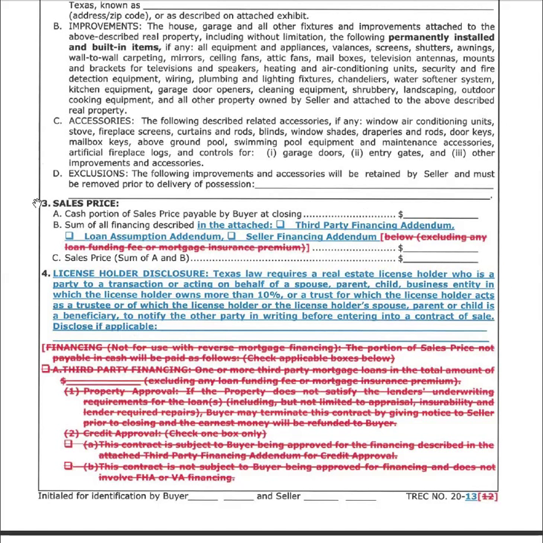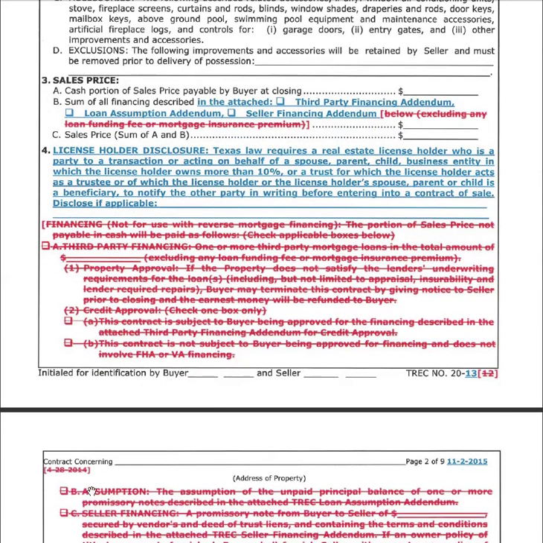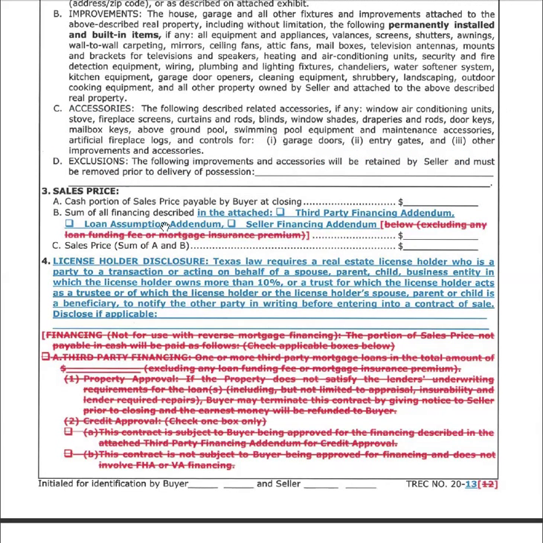So by going through here and eliminating a lot of the bulk in this section, we've been able to create a more comprehensive addendum that's easier to understand and read. And we replaced all of this financing information with a big disclosure.